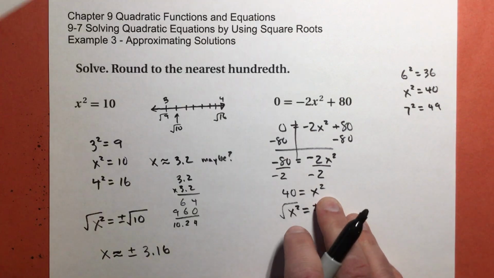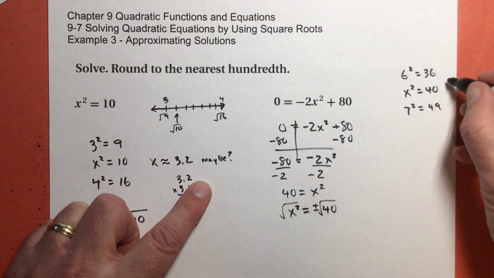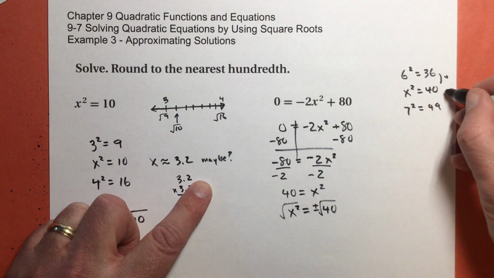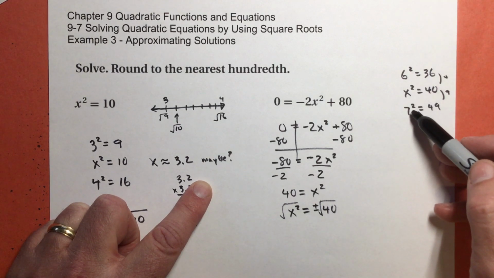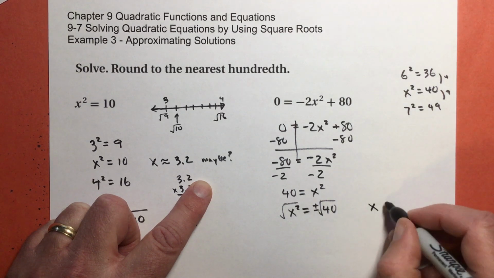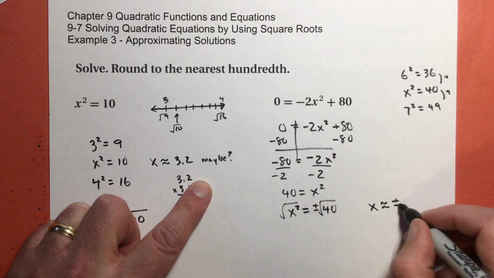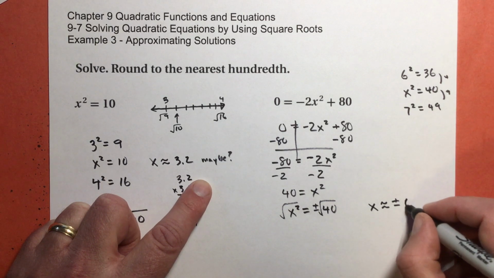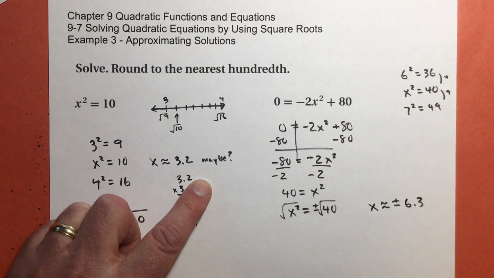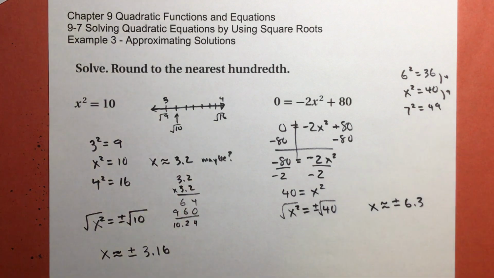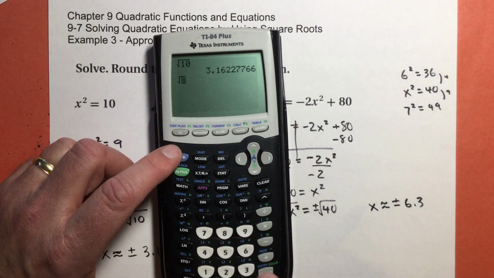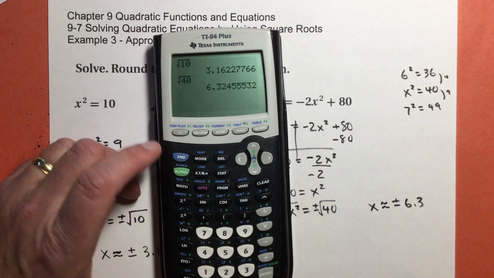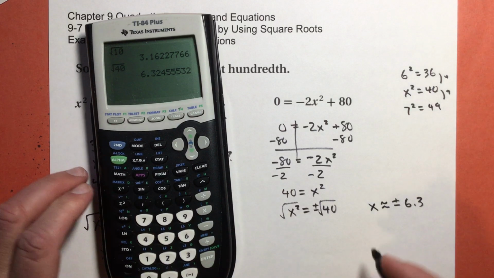Now, I can draw it on a number line like I did here, or I can just kind of think about it this way. These are 4 units apart, and these are 9 units apart. So it's going to be closer to 6 than it's going to be to 7. So I think my approximation might be x is almost equal to plus or minus, let's say 6.3, maybe 6.4, maybe 6.2, I'm not sure. But let's try to do it on the calculator. I'm going to take the second square root of 40, and I get 6.32. So 6.3 was a pretty good guess.